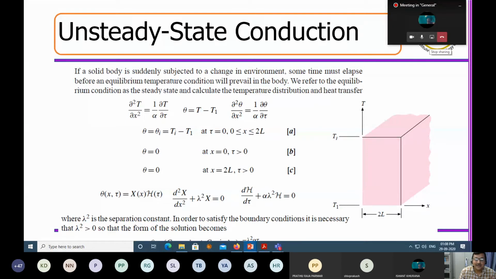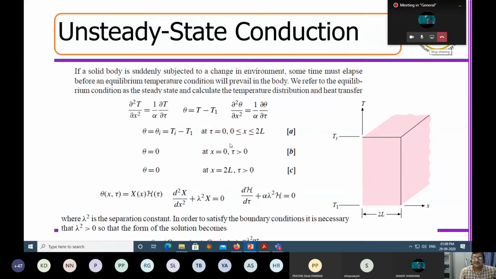So in this type of situation, I first enforce the boundary conditions. What are the boundary conditions? You know that this is equal to Ti, this is equal to T1. This is x, this is 2L. So x is less than 2L, and at time t equal to 0, theta equal to theta i, which is Ti minus T1. What do you mean by i here? This is a new concept that has been introduced. This i is called the initial condition.